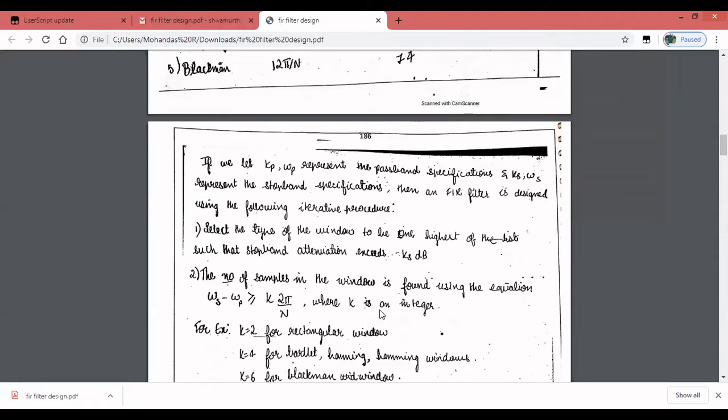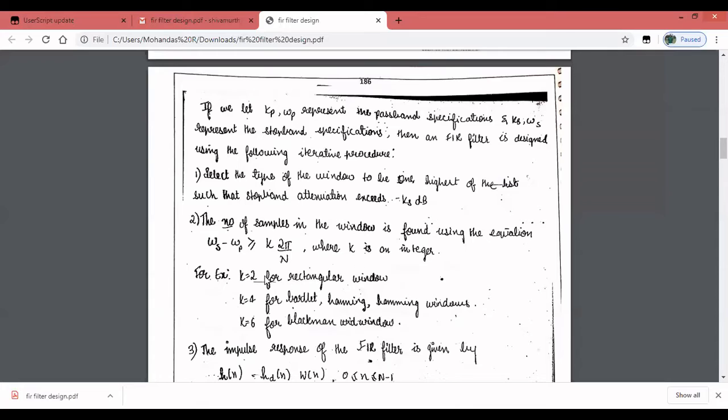My k value varies as an integer, and it is equal to 2 for the rectangular window, 4 for the Bartlett and Hamming windows, and 6 for the Blackman window. So in total we have 5 windows: rectangular, Bartlett, Hamming, and Blackman.